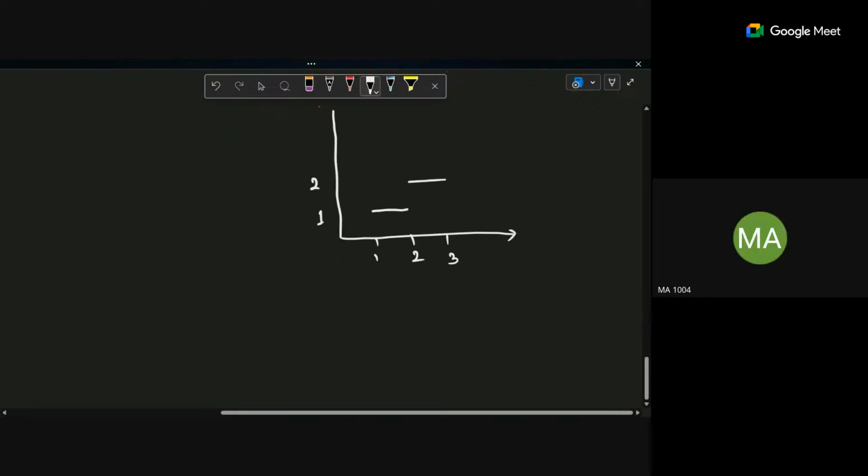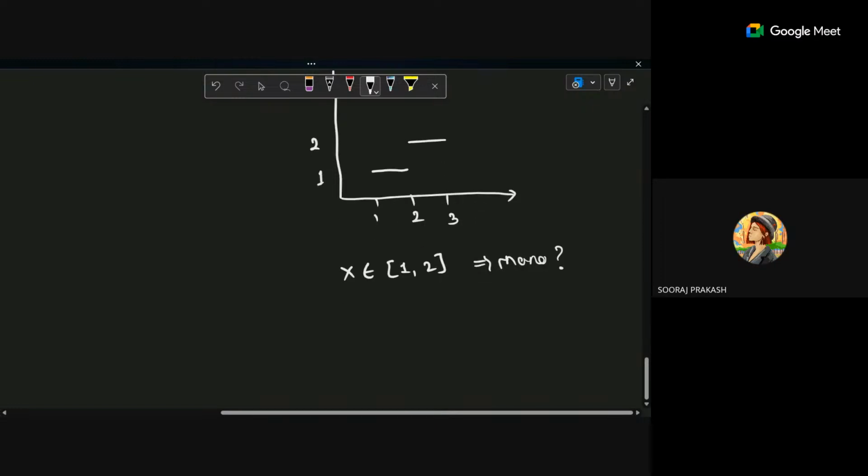Let's say my x belongs to 1 to 2, then what will you say? Is it monotonic? No. Neither increasing nor decreasing. It can be monotonic, right? There is a jump, so it can't be monotonic. But in the interval 1 to 2, it's a constant function. Yeah, it's constant, so it's monotonic.